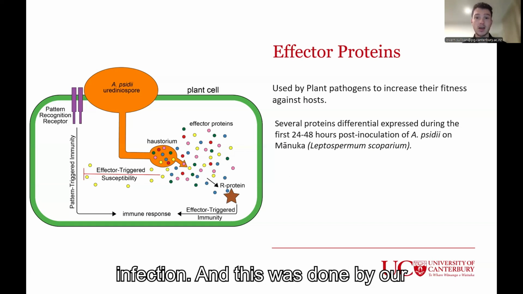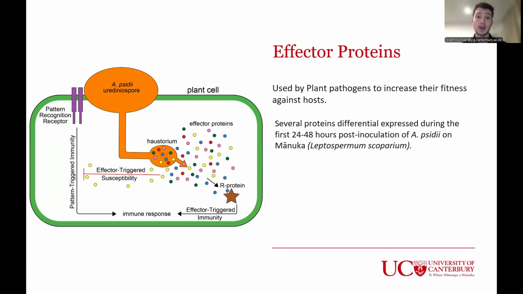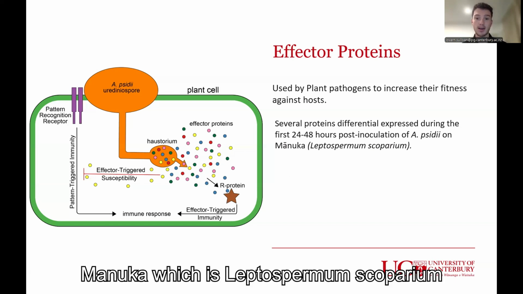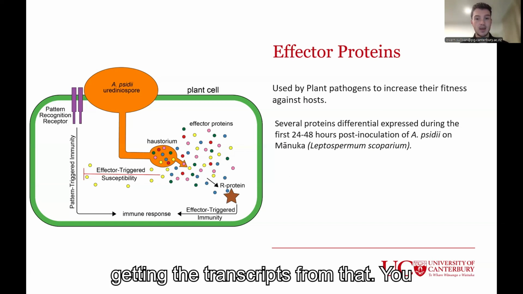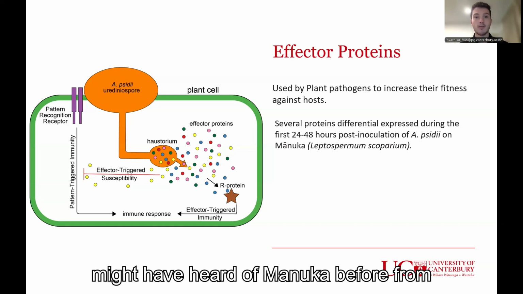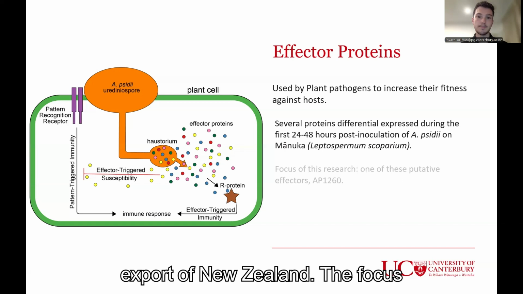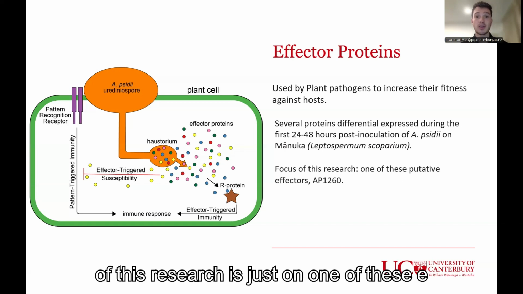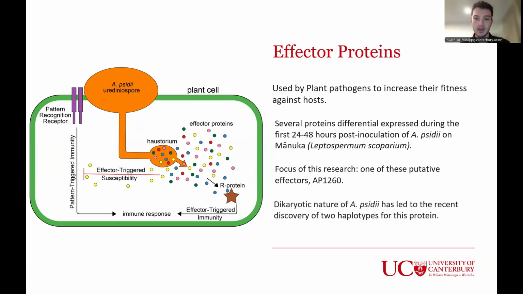48 hours of infection. This was done by our collaborators, and they were inoculating Manuka, which is Leptospermum scoparium, with Austropuccinia psidii, and they were getting the transcripts from that. You might have heard of Manuka before from things like Manuka honey, which is a big export of New Zealand. The focus of this research is just on one of these effectors, which is AP1260, which is the one I will be talking to you about.